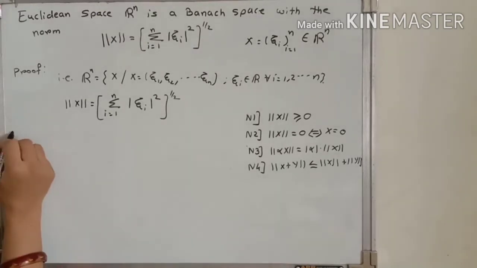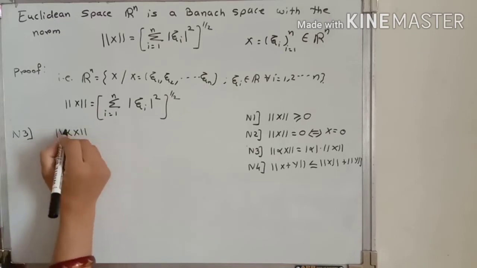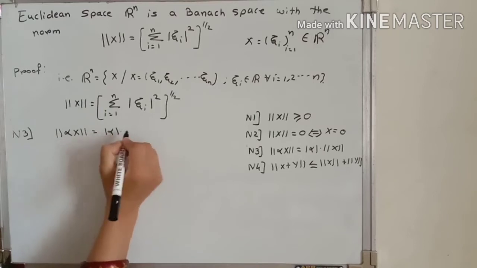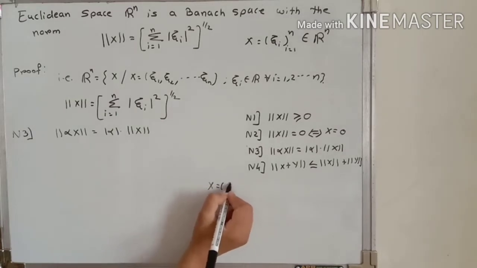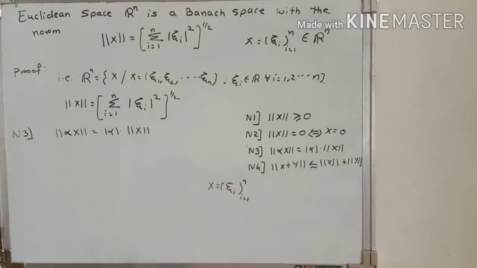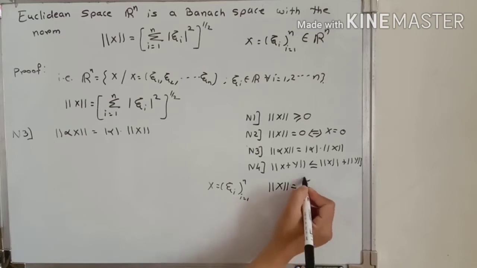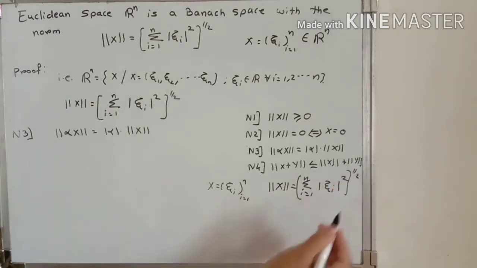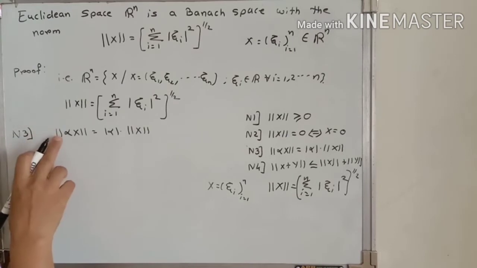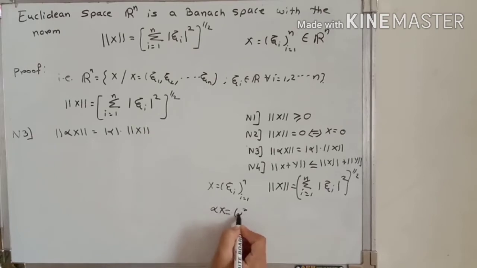Now we prove the third property of a norm, N3. In this property we have to prove that norm of αx is equal to |α| times norm of x. As here x is equal to the sequence ξ_i, i running from 1 to n, then in this case we write norm of x is equal to summation i running from 1 to n of |ξ_i|² whole to the power 1/2. So here we have to consider norm of αx, and in this case αx equals the sequence of αξ_i, i running from 1 to n.